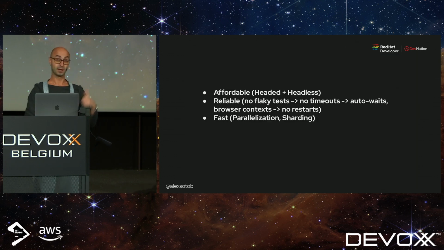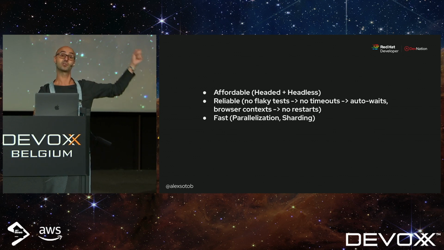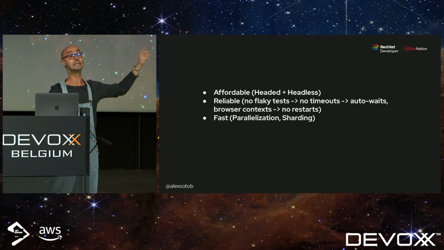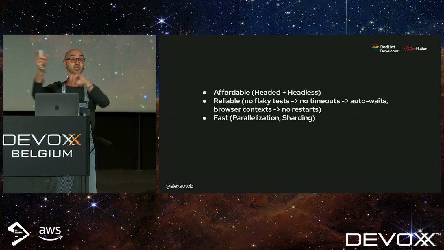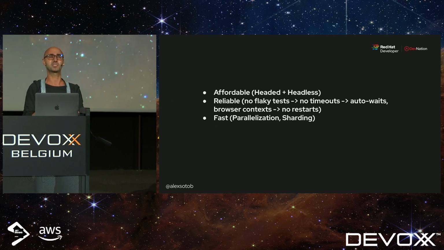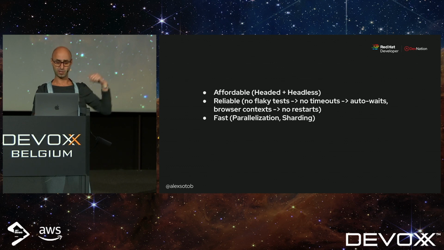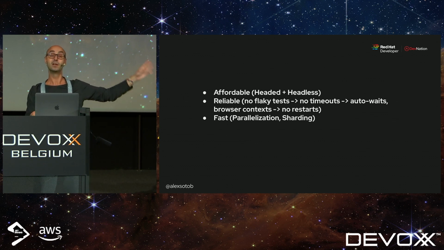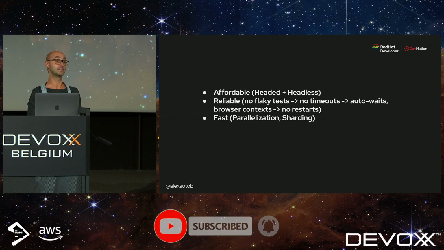So Playwright allows you to create affordable web tests because you can run them in headed mode or headless mode. If you want to see the browser opening and see how everything is going, that's headed mode. But if you say, okay, I don't care what it looks like visually, I just want them to run and assert that it's correct, you can use headless mode. Then it's also reliable. And being reliable means there are no more flaky tests, no timeouts. It has something named auto-waits.